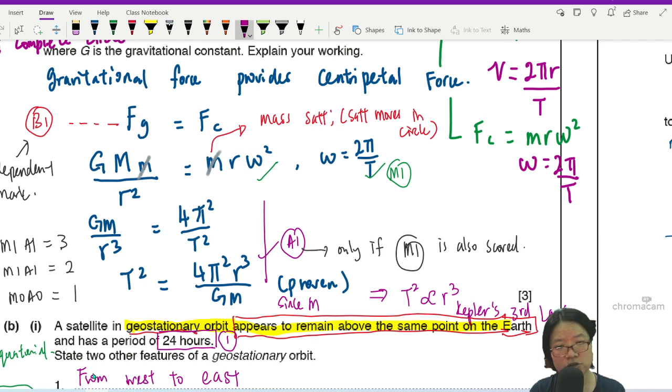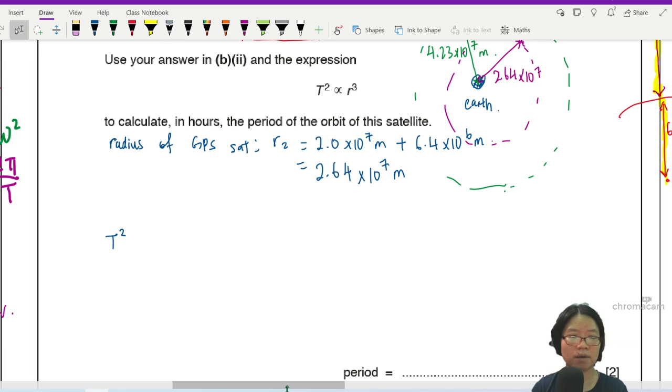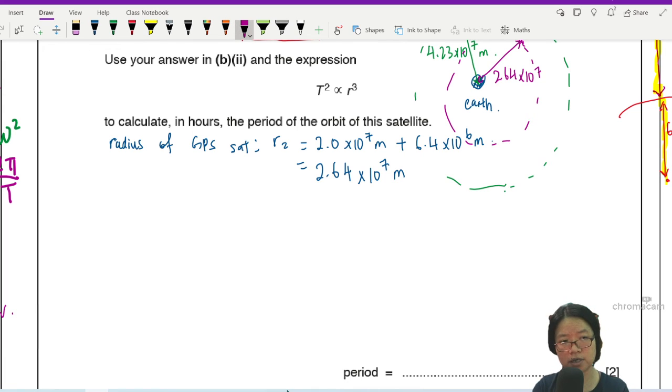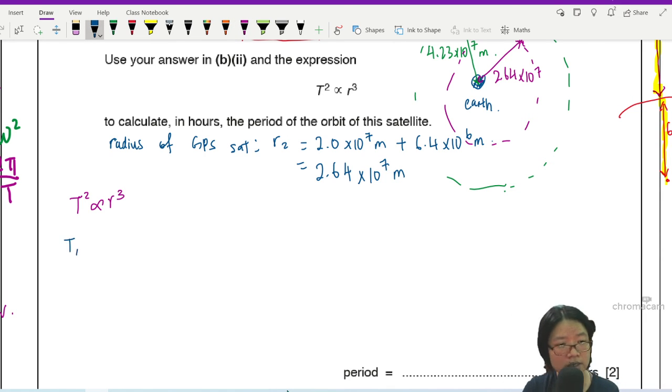Since M is constant, you don't have to tell people that G and pi are constant. So T squared is proportional to R cubed. But they give it to you already, so you use it directly. Depending on how you do proportionality, I'll probably do this in a slower way for the first time. T1 squared is equal to k R1 cubed. T2 squared will be equal to k R2 cubed. So they have the same constants. That's why we can use proportionality.